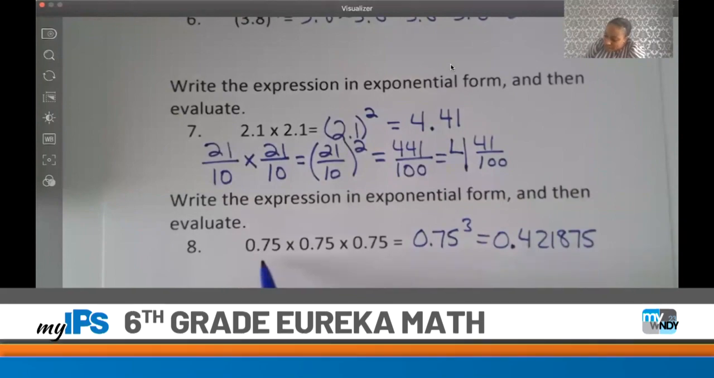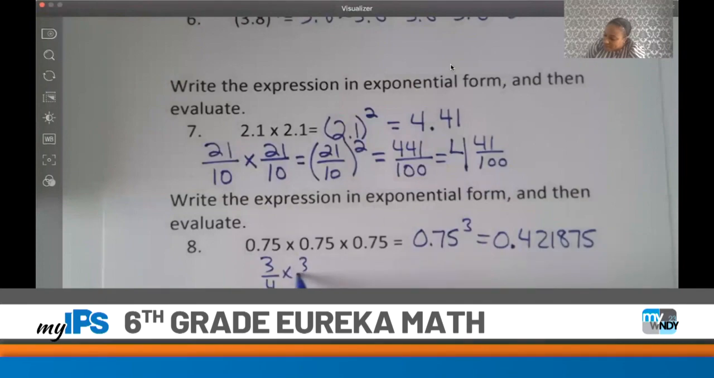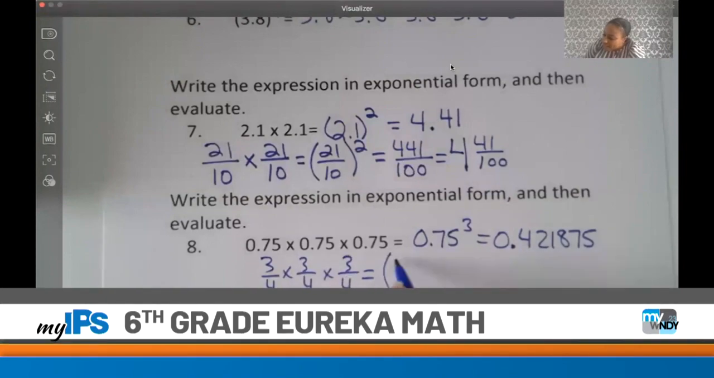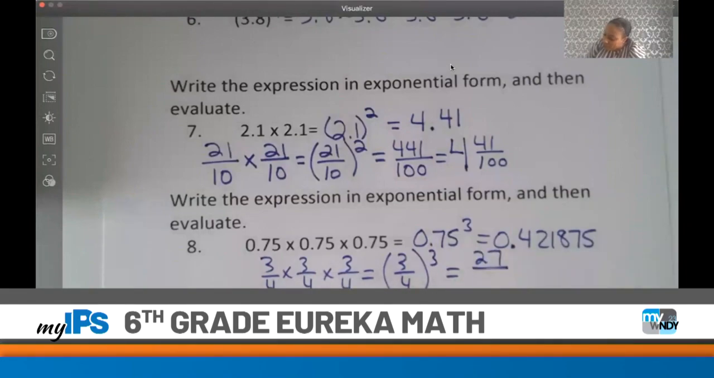75/100 can be written as 3/4 as a fraction, and I'm going to write that 3 times. 3/4 to the 3rd power. Well, that means 3 times 3, which is 9, and 9 times 3, which is 27. 4 times 4 is 16, and 16 times 4 is 64.